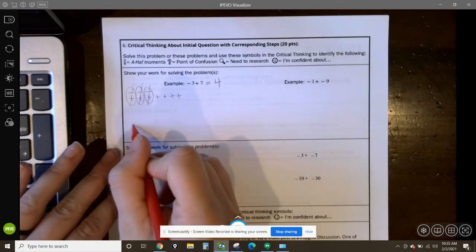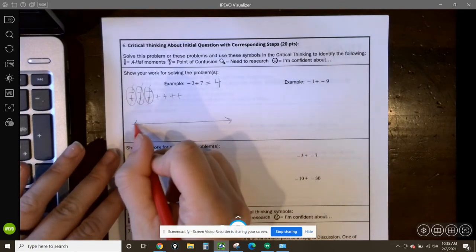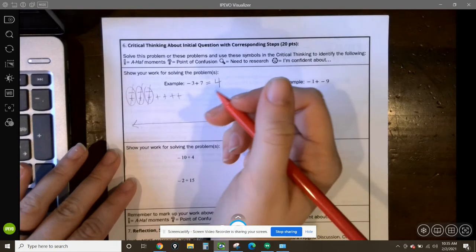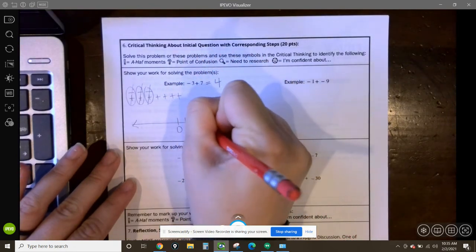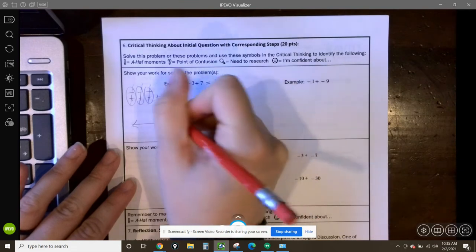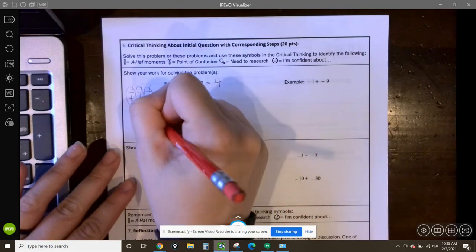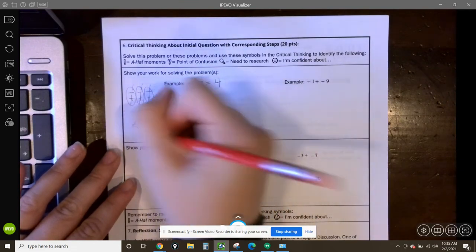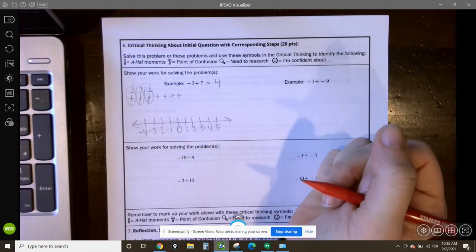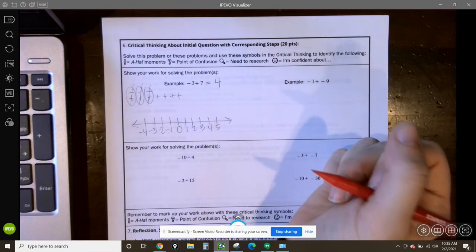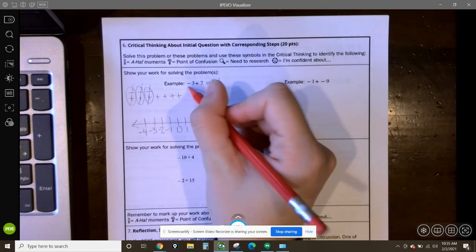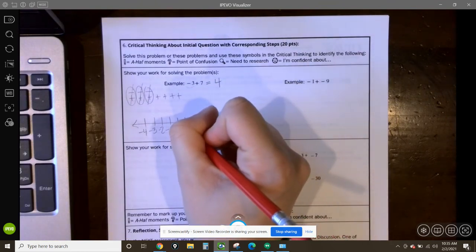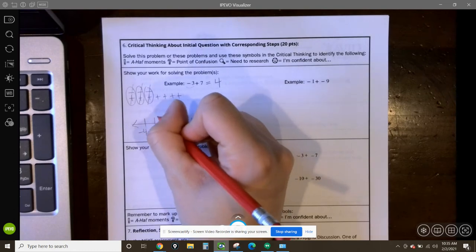You can use a number line to add these. So if I do a number line, here I'll just put 0 in the middle and get a few numbers on here. So you always start at 0 for your number line problems. So I'm going to represent this -3, I'd have to go backwards 3. 1, 2, 3.